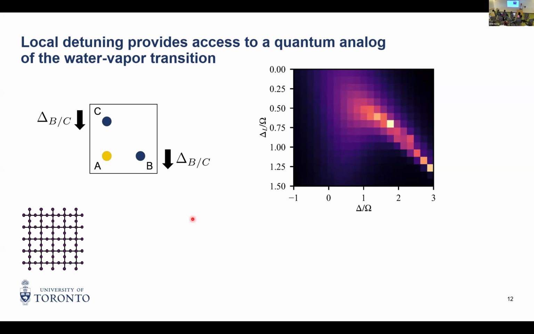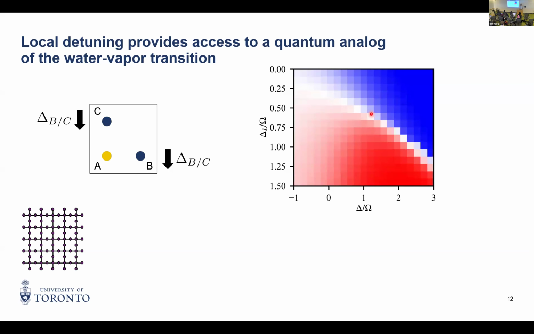This is the phase diagram that we found numerically, where the horizontal axis is the global detuning, and the vertical axis is the local detuning that's only put on these B and C sublattices. And what we see is very similar to what you get in the water vapor transition, where there's a very sharp phase transition happening here that terminates into this very broad feature.